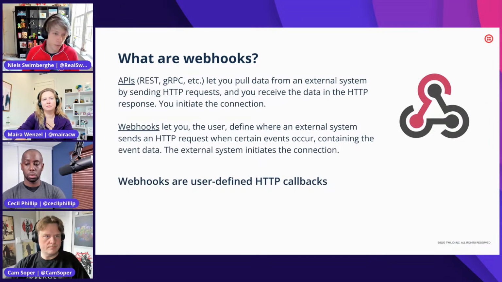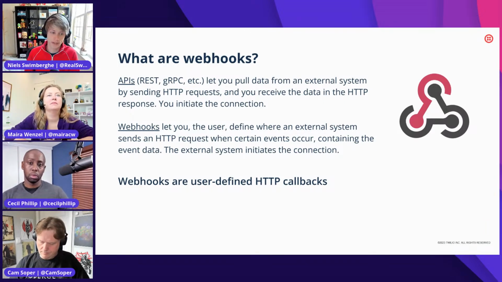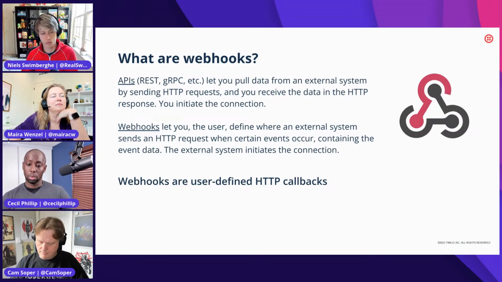The most important thing I wanted to highlight here is that with APIs, you initiate the connection, you decide when that HTTP request is sent, and then you get a response. So the data is as up to date as when you requested it. With webhooks, on the other hand, some event occurred in the external system, and that external system wants to let you know about that event. That event data is going to be passed to you. So the external system initiates the connection instead of you.